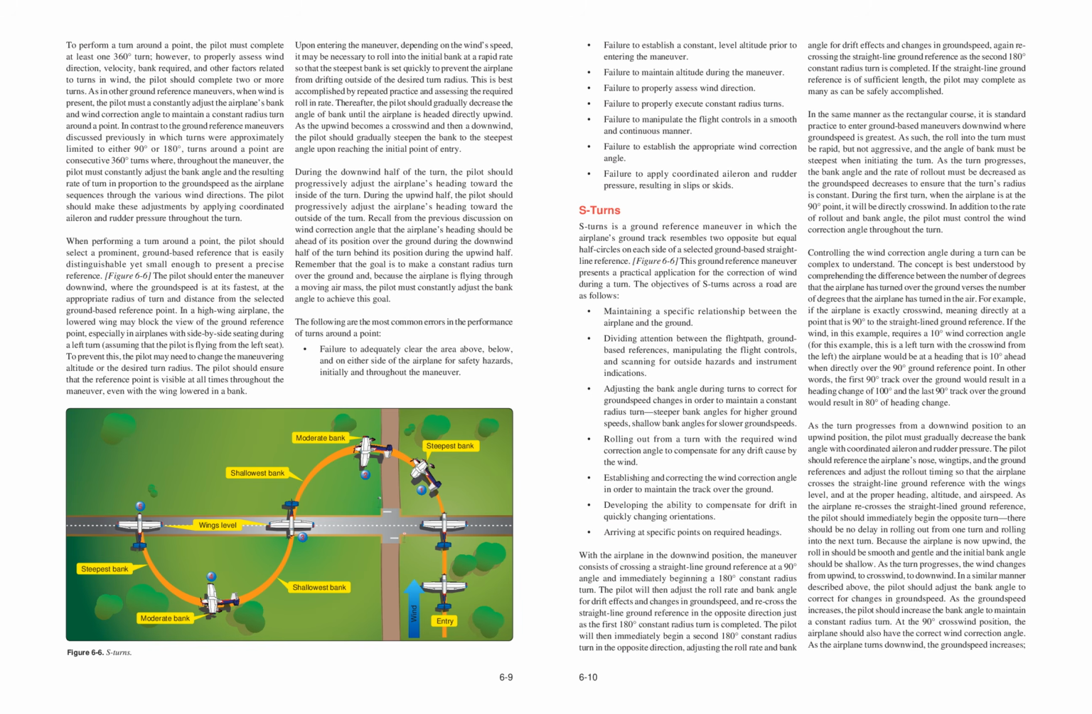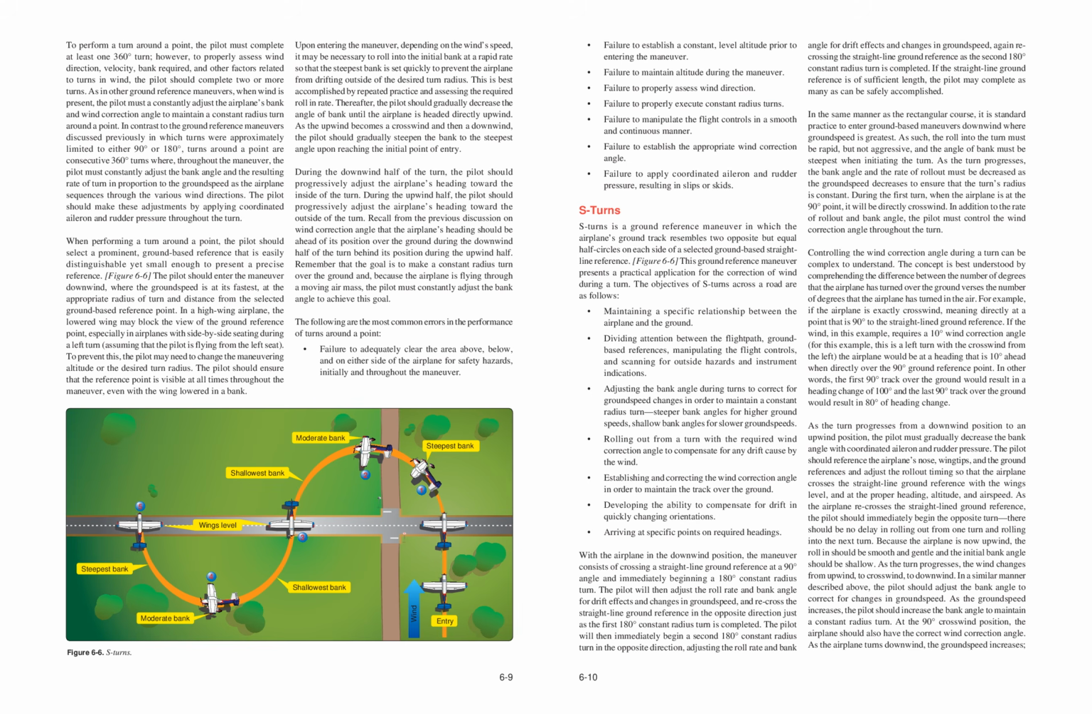accomplished. In the same manner as the rectangular course, it is standard practice to enter ground-based maneuvers downwind where ground speed is greatest. As such, the roll into the turn must be rapid, but not aggressive, and the angle of bank must be steepest when initiating the turn. As the turn progresses, the bank angle and the rate of rollout must be decreased as the ground speed decreases to ensure that the turn's radius is constant.